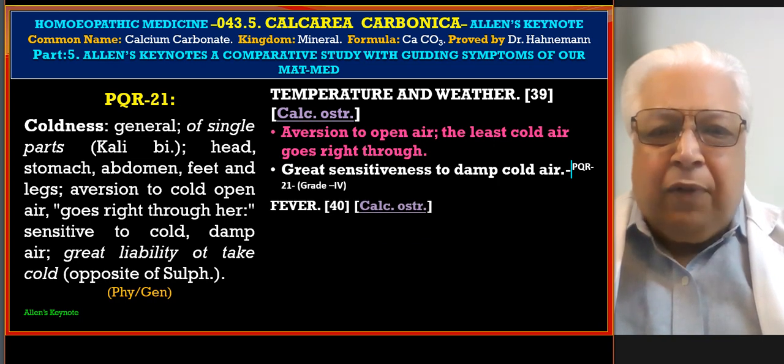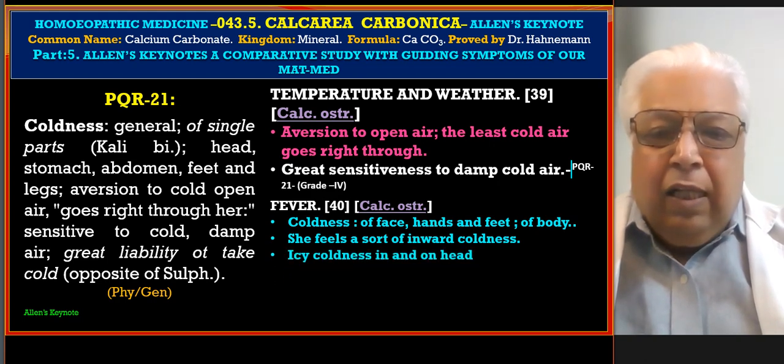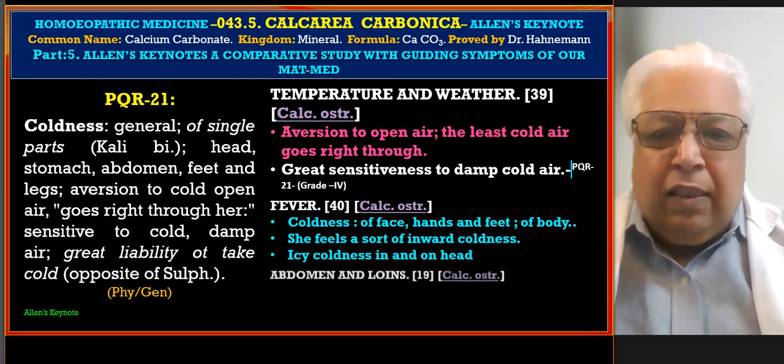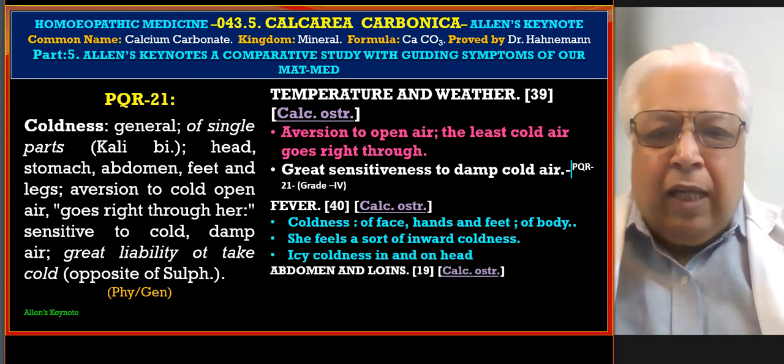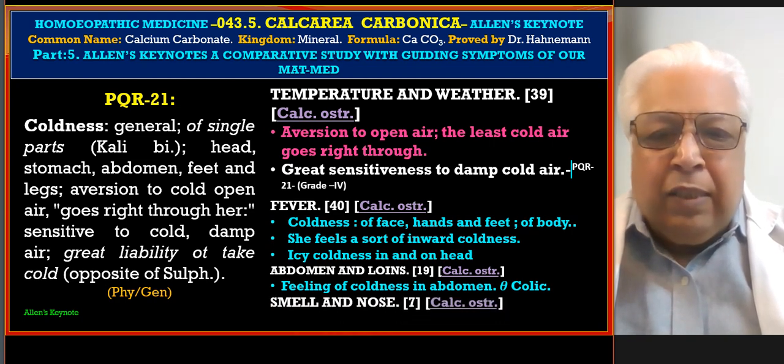In fever, section 40, we come across second grade representation, coldness of face, hands and feet of body. She feels a sort of inward coldness, again second grade representation. Icy coldness in and on head, second grade representation. And we find in chapter 19, abdomen and loin, feeling of cold in abdomen is second grade representation.